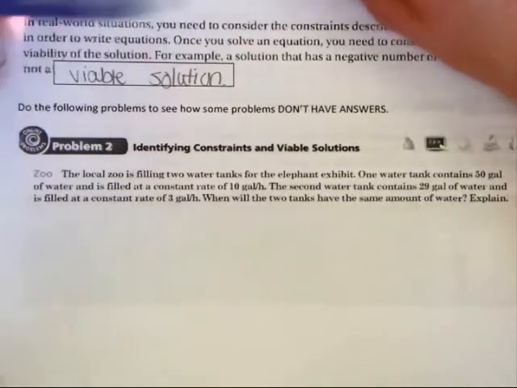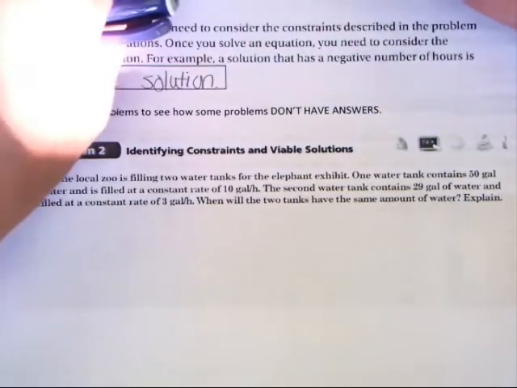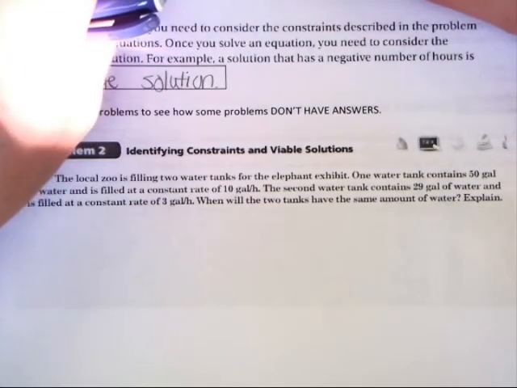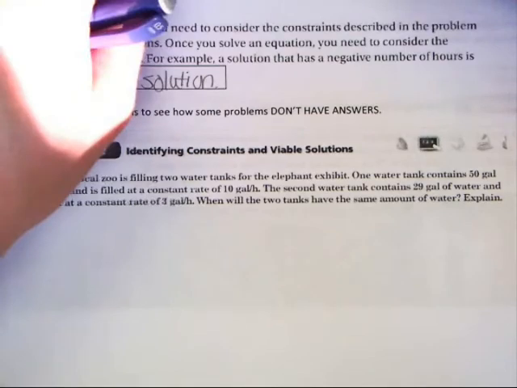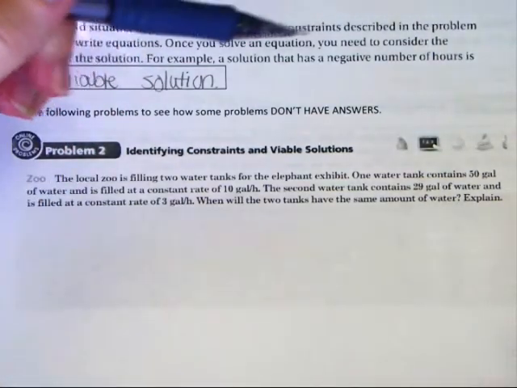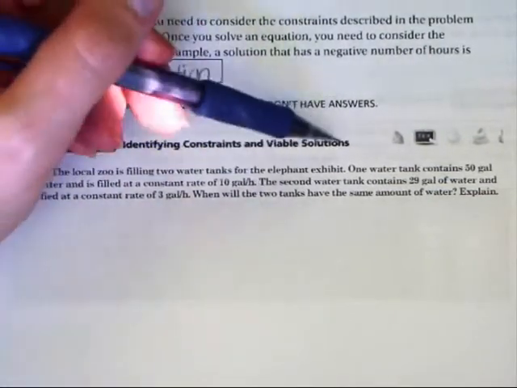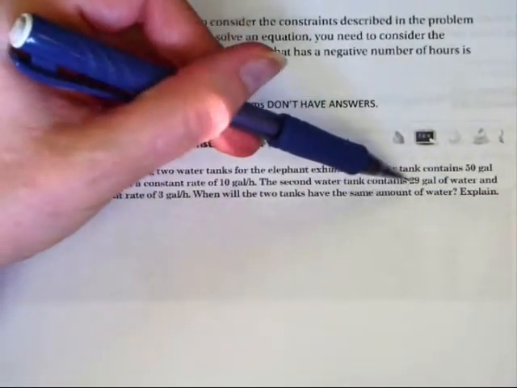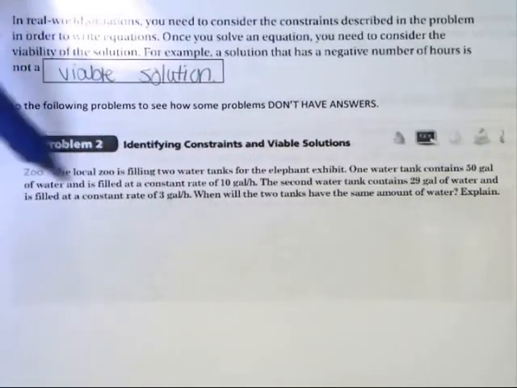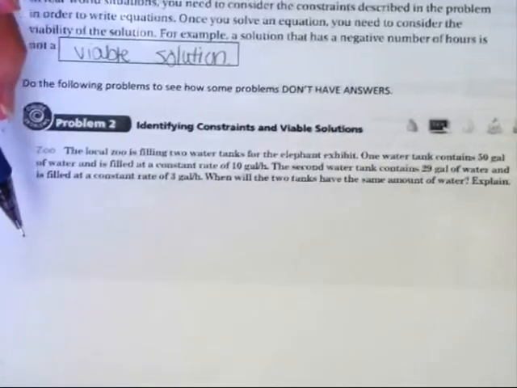So let's read problem 2. The local zoo is filling 2 water tanks for the elephant exhibit. One water tank contains 50 gallons of water, and it's filled at a constant rate of 10 gallons every hour. The second water tank already has 29 gallons of water in it, and it's filled at a constant rate of 3 gallons an hour. When will the 2 tanks have the same amount?